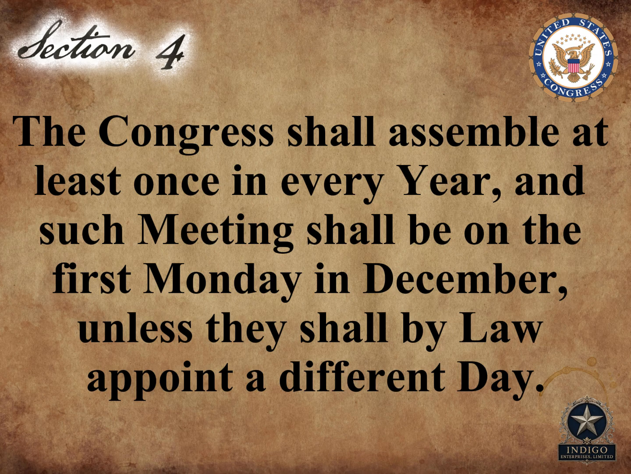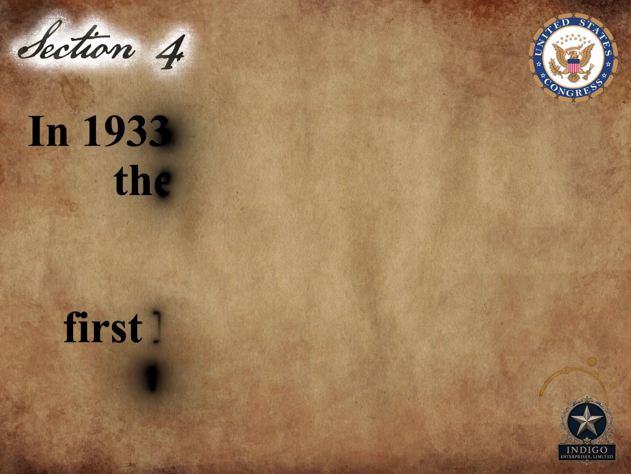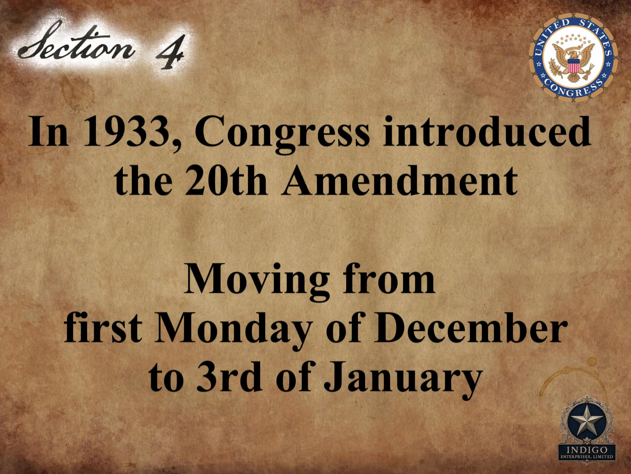Now, that was the original. In the 20th Amendment in 1933, this was changed, and it did move the required annual meeting of Congress from the first Monday of December to noon on January 3rd. Additionally, this move ended up providing for a uniform federal election day in November.